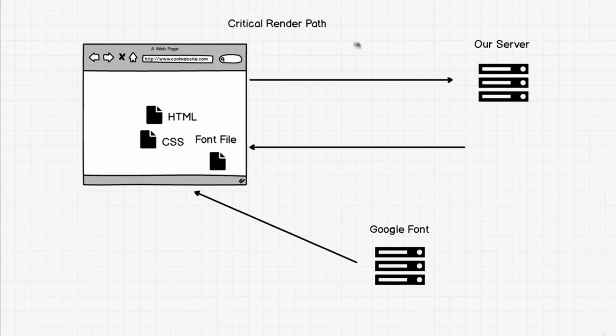But that is the critical render path, a path that a website takes to display something to the user.